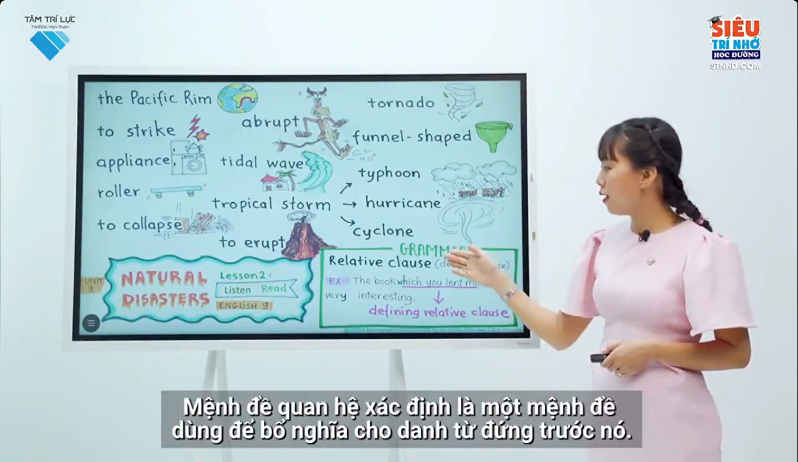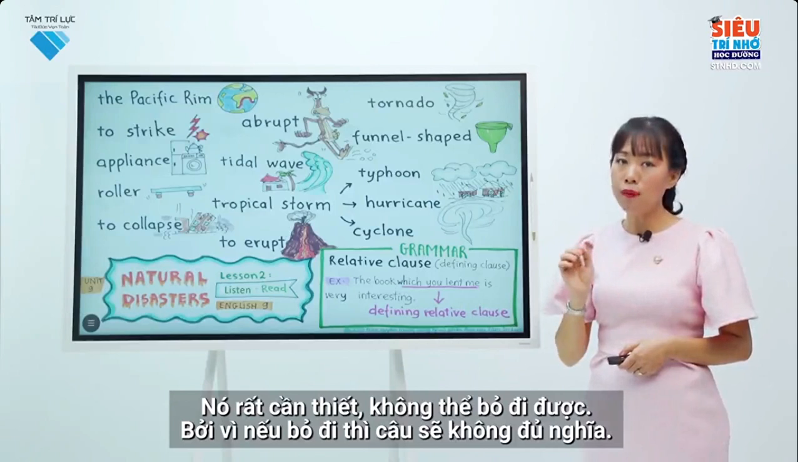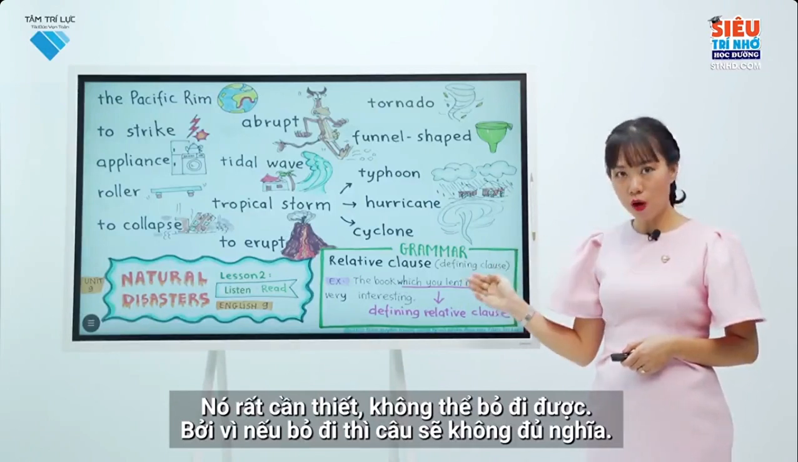The defining clause is used to identify the noun before it. It is a very necessary clause that cannot be omitted. If you leave it, the sentence will not be meaningful enough.